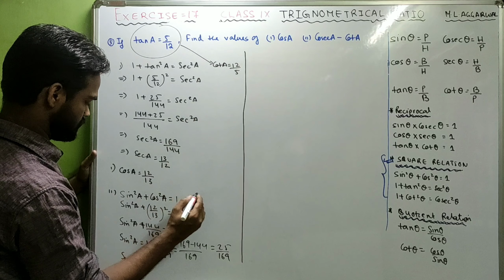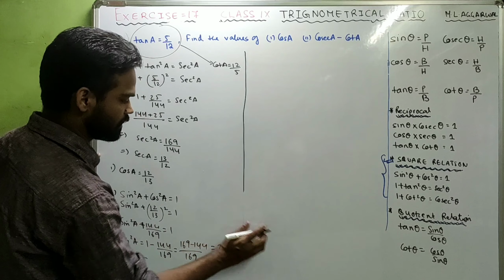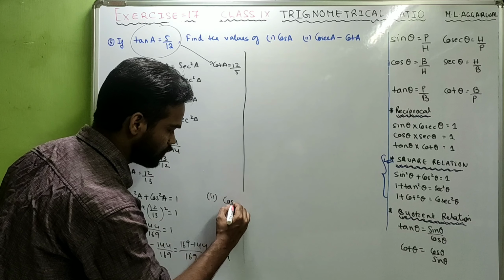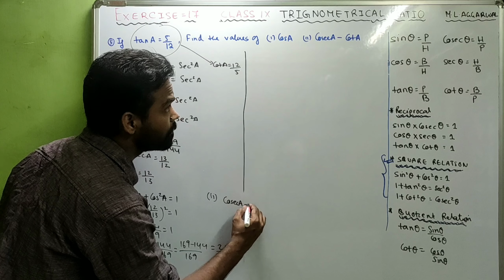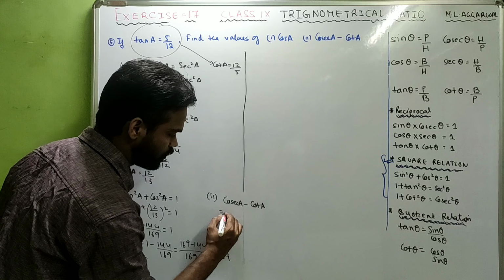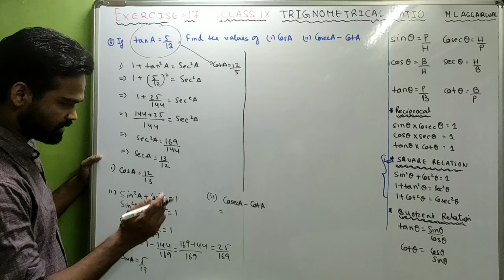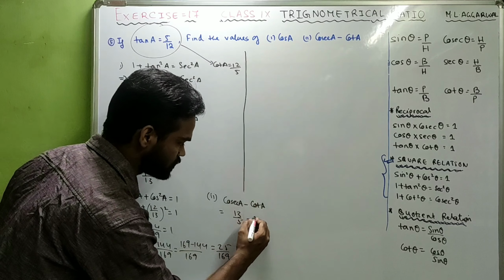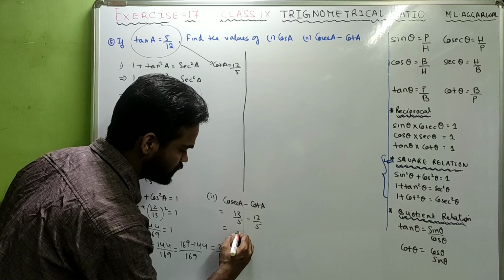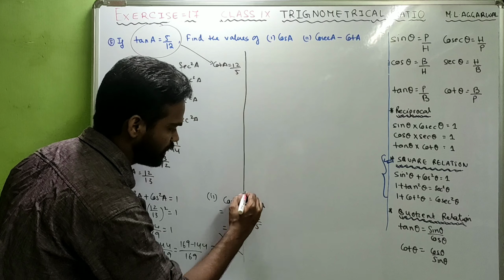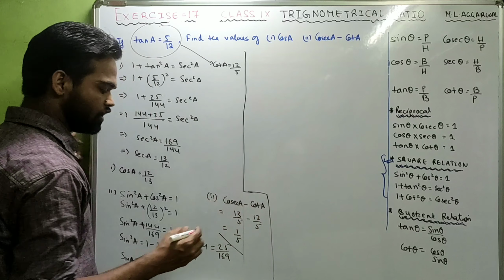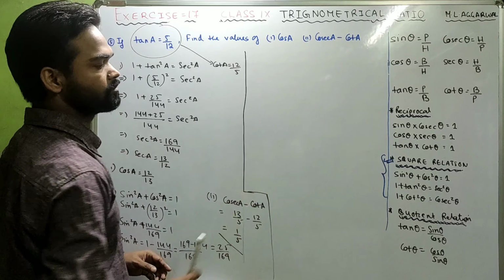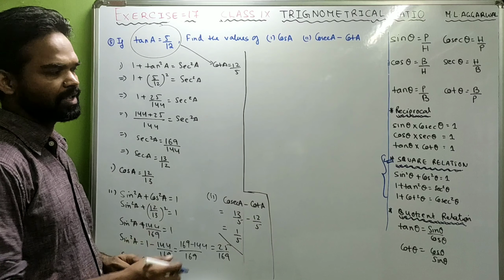What they told us in the second part, look carefully. In the second part they told us cosec A minus cot A. Now look carefully. Cosec A is the reciprocal of sine, which is 13 by 5, minus cot A, which is 12 by 5, which is 1 by 5. Done. This is your first approach where we use the squared relation and the reciprocal concept.